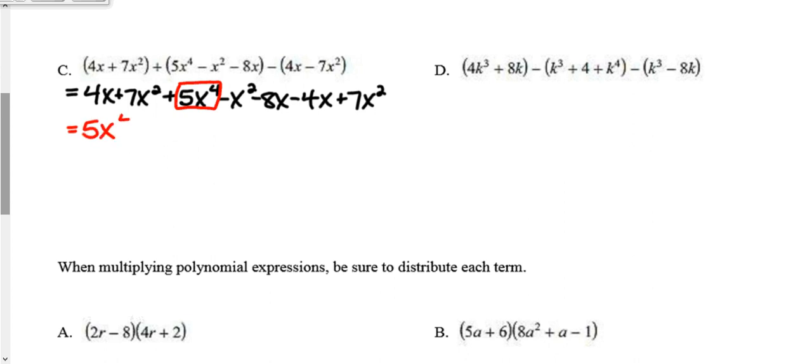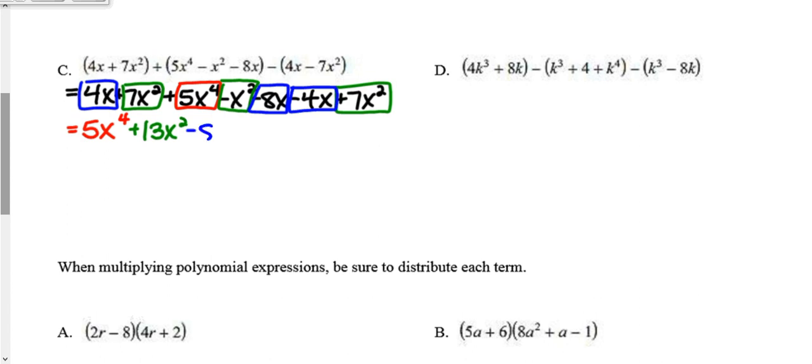5x to the fourth. And then the next biggest exponent I'm seeing is x squared. So I have 7x squared minus 1x squared, which would be 6x squared. And then plus 7x squared, so that was, I already lost count, that's 13x squared. And then I have some x terms. So we have 4x minus 8x, so that would be negative 4, minus 4, which would be negative 8x. And that's my final answer. I can't combine those terms from there.